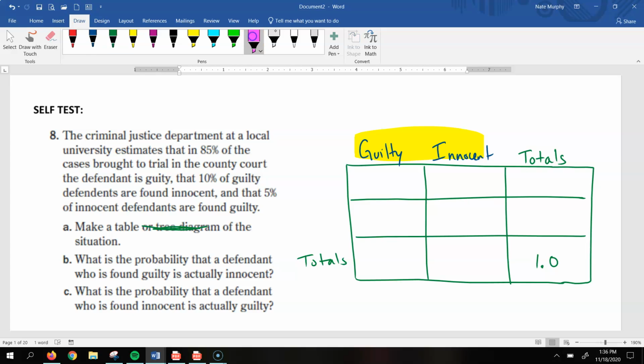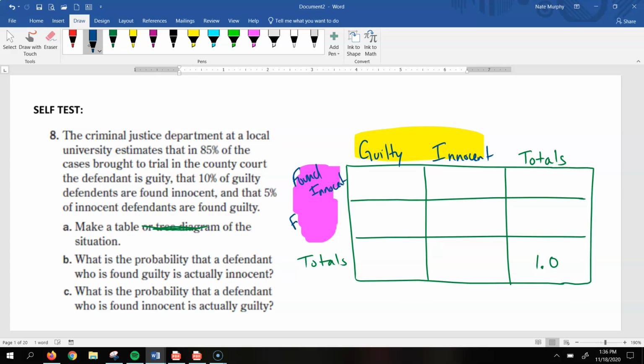Now we have what's being decided, maybe by a judge or a jury. That's what goes on this other side. In this situation, people could be found innocent or found guilty. You could have those switched around if you wanted to. It doesn't matter. If you switch them, the numbers in the table will be switched around as well, but in the long run it shouldn't matter. For the sake of this problem, if you want to follow along, you can set it up this way.